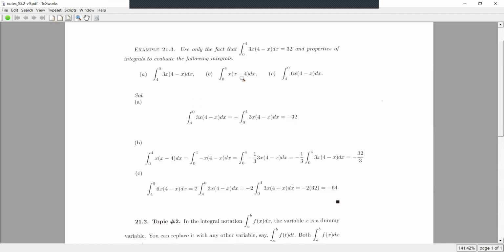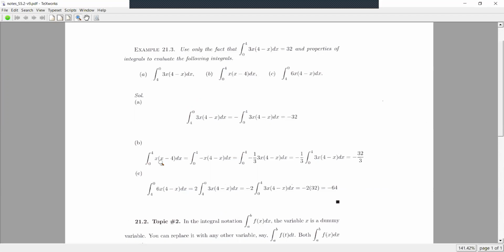This integral, the function is different from the function in the given integral. In the given integral, the function has number 3, and also this factor is 4 minus x. But the function here has 3, and also this factor is x minus 4. Okay, now notice the difference. Let's transform this integral into the given integral step by step, okay? Now, this is the integral that we want to compute.